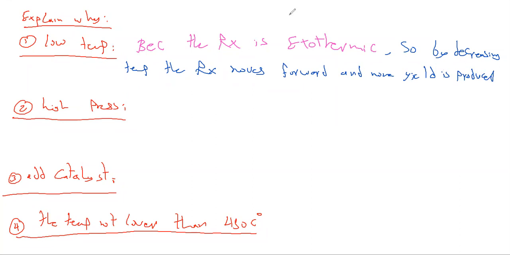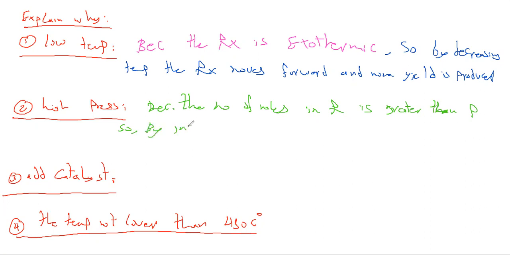In case of high pressure, because the number of moles in reactant is greater than product, so by increasing pressure, the reaction moves to the less number of moles. So it moves forward and more yield is produced.